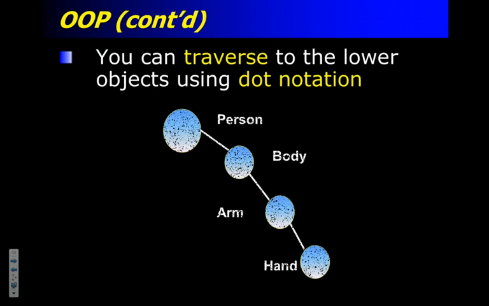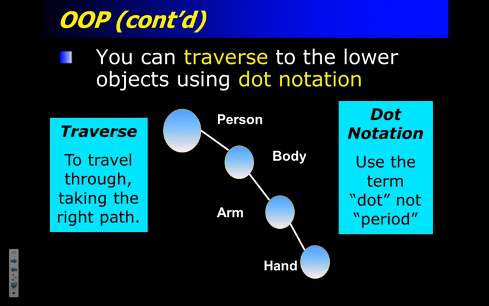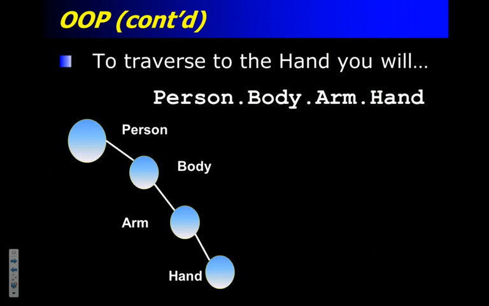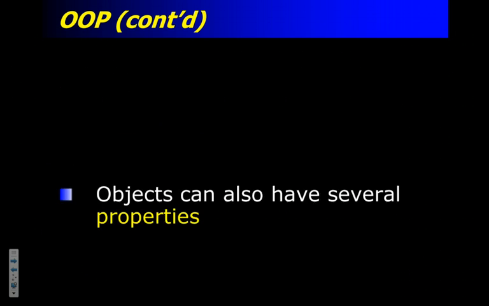Okay? You can travel through these objects using what's called dot notation. And you saw this last year. That's what you'd use. You use a dot to travel through the objects, right? So for example, I could go person.body.arm.hand to access the specific object.